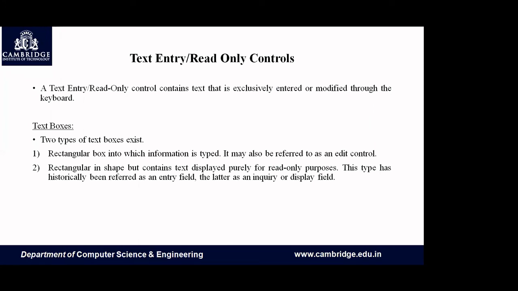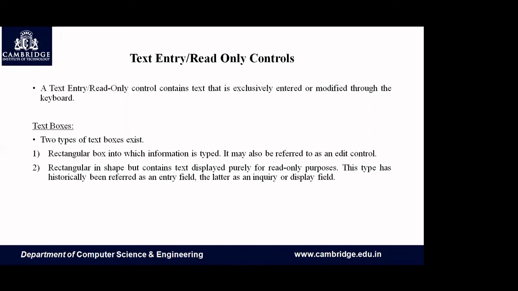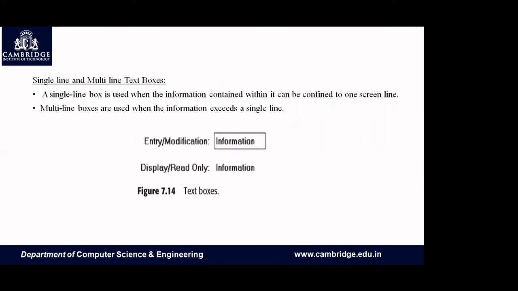Text entry or read-only control. We can see there are two controls here. One is a control that gives you an option for text entry. The other gives you an option only for readable information. The first is a rectangular box in which information is typed, meaning it is editable. The second is also rectangular, but we use it only for readable information. Now, single-line and multi-line text boxes. Where you want single-line information, you can use single-line text boxes. Where multiple lines of information need to be given, or where the user needs to type multiple lines, you can give that one.